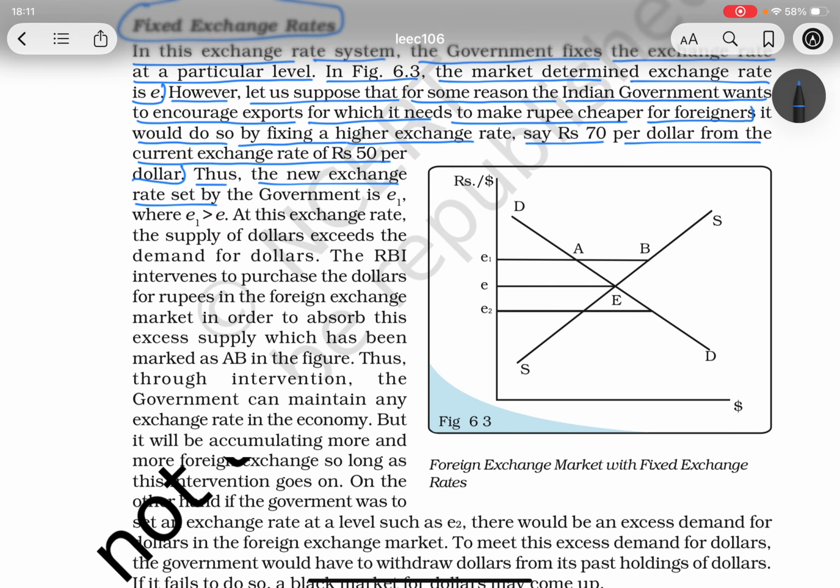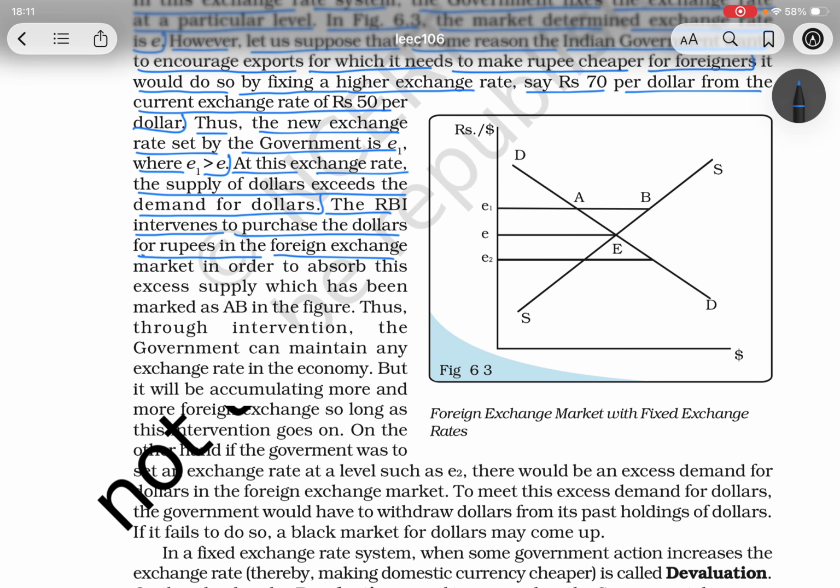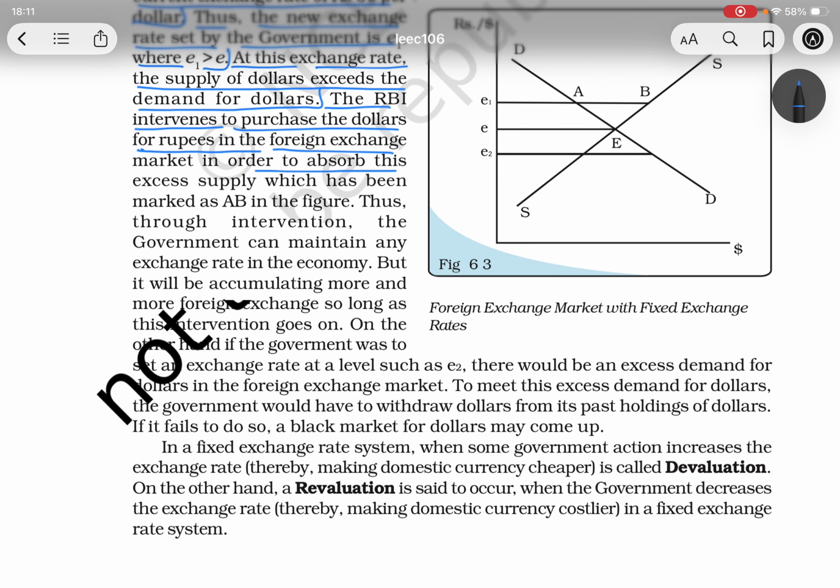Thus, the new exchange rate set by the government is E1. E1 is greater than E. At this exchange rate, the supply of dollars exceeds the demand for dollars. The RBI intervenes to purchase the dollars for rupees in the foreign exchange market in order to absorb this excess supply, which has been marked AB in the figure. Thus, through intervention, the government can maintain any exchange rate in the economy, but it will be accumulating more and more foreign exchange so long as this intervention goes on.